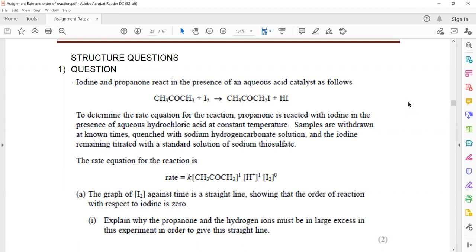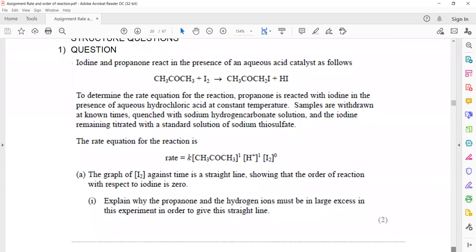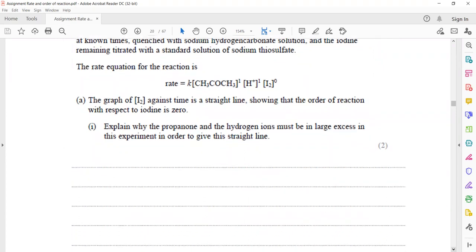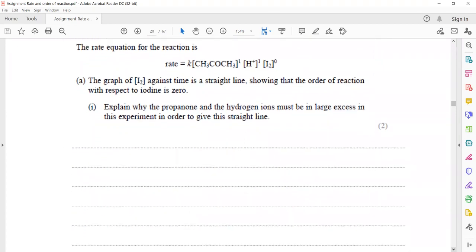And then the iodine remaining is titrated with a standard sodium thiosulfate solution. When we say standard, it means we know the concentration. The rate equation for the reaction is there. As you can see, rate is equal to k times the concentration of propanol, concentration of hydrogen ion, and concentration of iodine molecule. The graph of the concentration of iodine against time is a straight line, which shows that the order of the reaction with respect to iodine is 0.